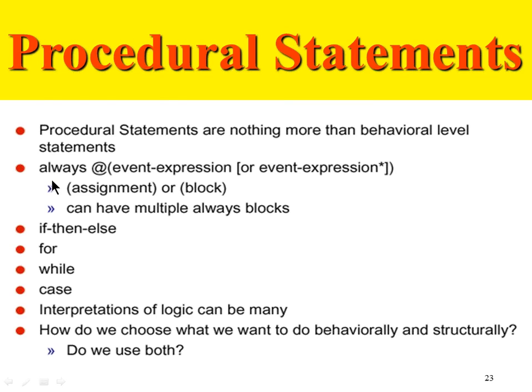The key part is all procedural statements. Procedural statements are behavioral statements in Verilog. For example, the always block. The way it works is always at, and then there is a bracket. In the bracket, you can have a signal name or a bunch of signals. This is called a sensitivity list. Let's say always at temp1, temp2, temp3. That means this always block is dependent on the temp1, temp2, and temp3 signals. Any change in temp1 or temp2 or temp3 will trigger the execution of this always block.